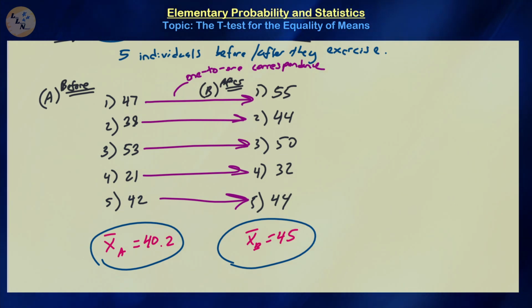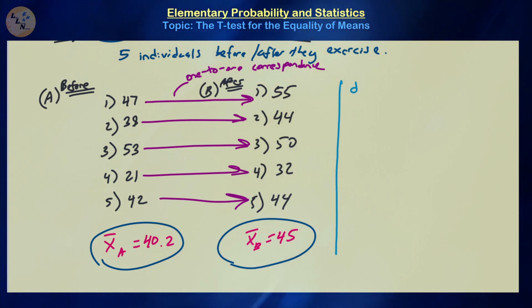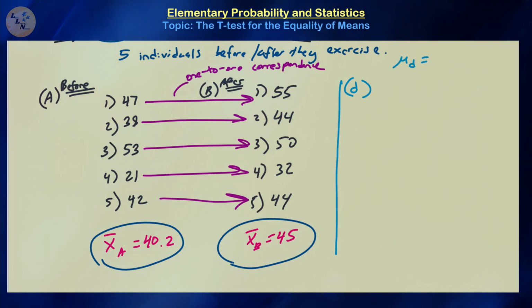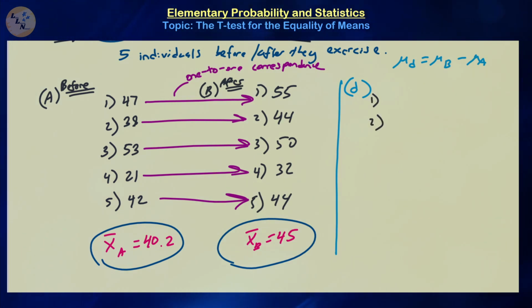So what we're going to do for the paired difference t-test is create a new population. This is going to be called the population D, which reminisces of the parameter mu D, which I'm going to define to be mu B minus mu A, because most of the values in B are greater than in A, so I want my average differences to be a positive number. That's just personal preference. So let's look at persons 1, 2, 3, 4, and 5 again.